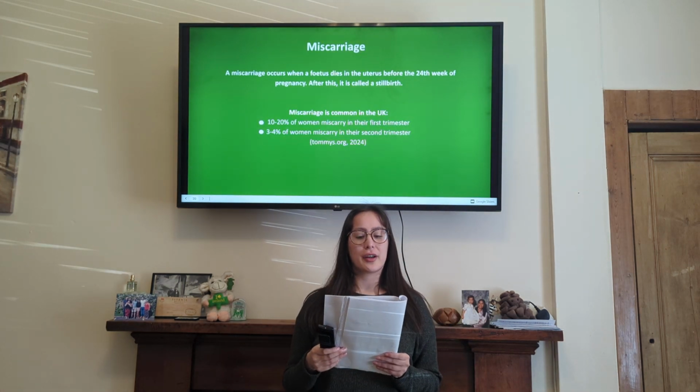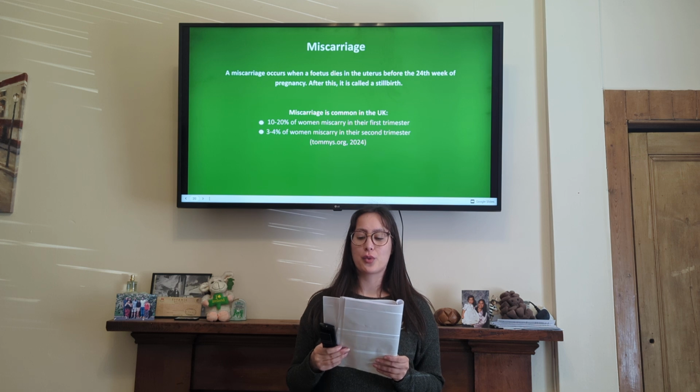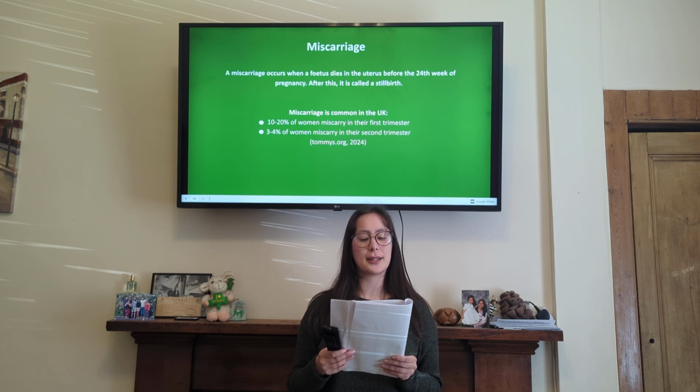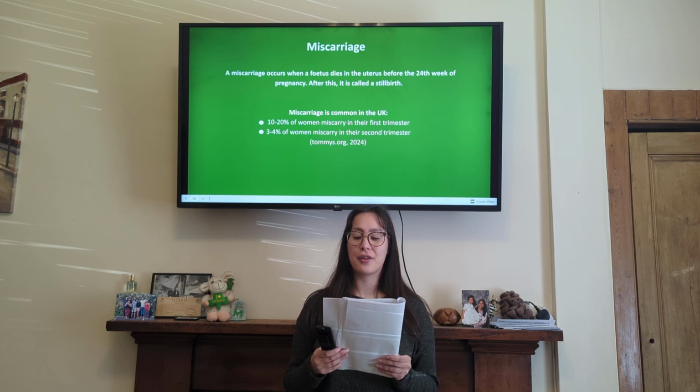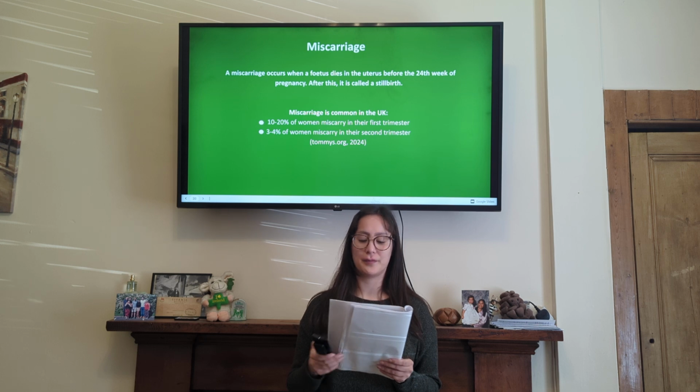A miscarriage occurs when a fetus dies in the uterus before the 24th week of pregnancy. After this, it is called a stillbirth. Miscarriage is common. UK statistics show 10 to 20% of women miscarry in their first trimester and 3 to 4% in their second trimester.